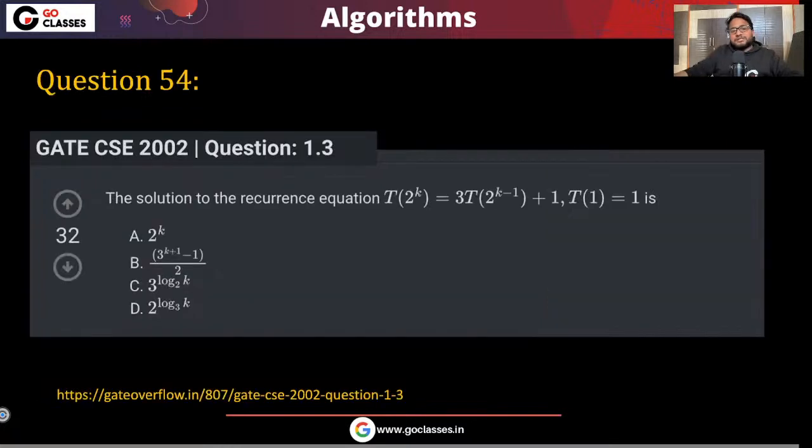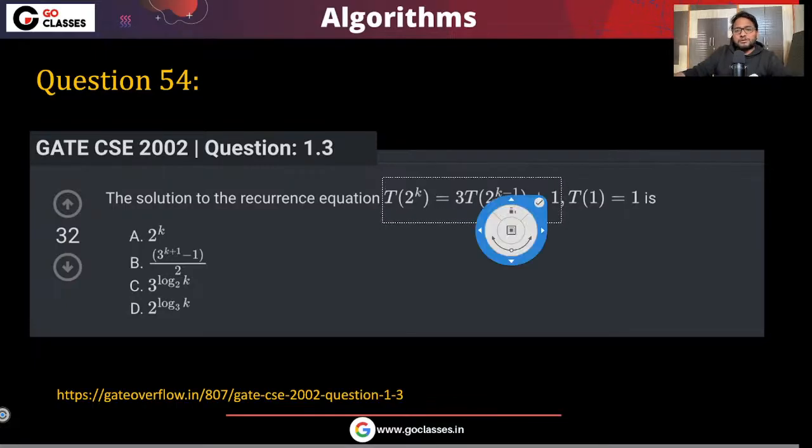Now let's see this question which was asked in GATE 2002. What they are saying is, what is this recurrence? Here they are not using theta or anything, so we need to be careful. We can't use the Master's theorem.